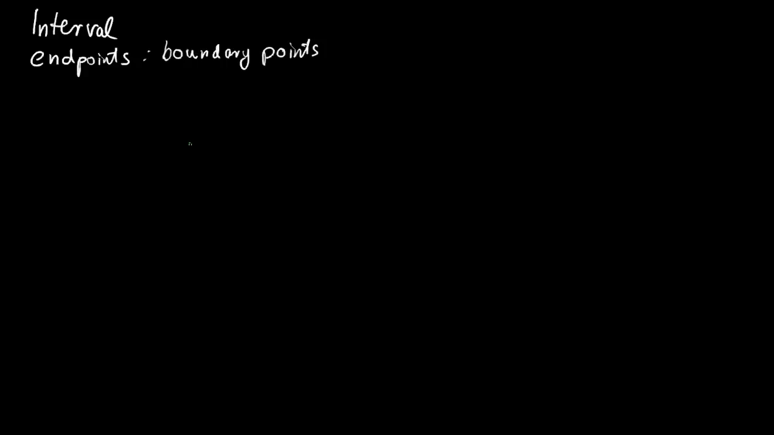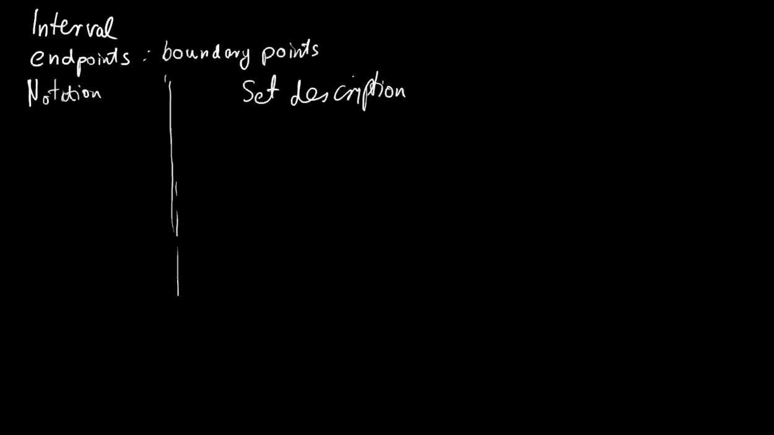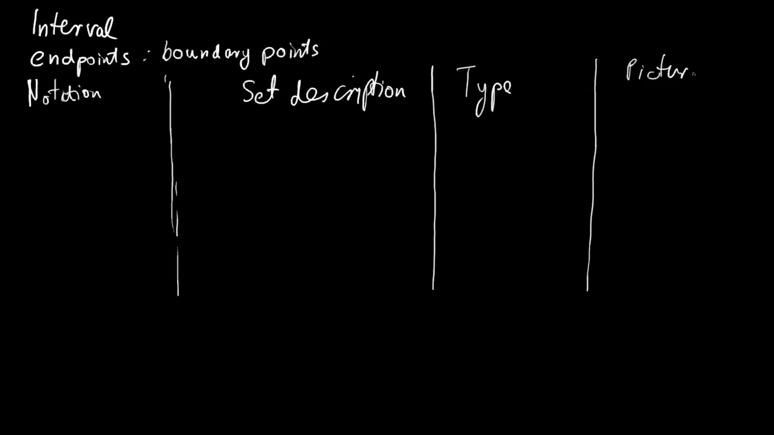Okay, so I'll draw a table for you for a better understanding. Here is a notation column, the set description, and the type, and the picture, of course.